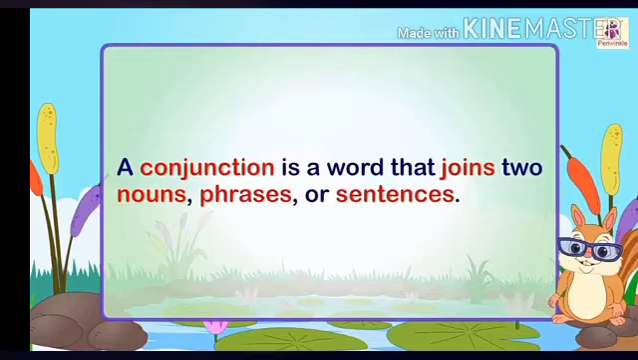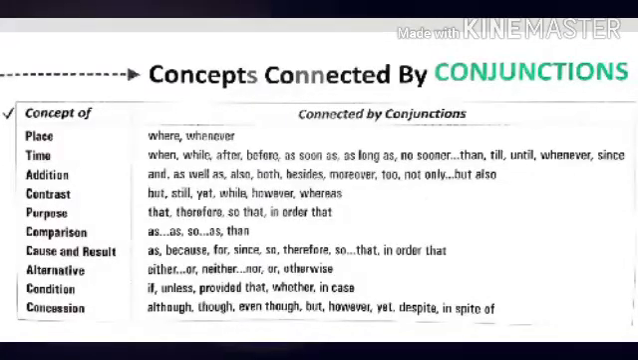Now let's come to the concept of conjunctions. Students, whenever we talk about the concept of place, we use the conjunctions where, wherever. For time, we use when, while, after, as soon as, etc. Now when you have to add on something to a sentence, you have to do some additions. For that you will use and, as well as, both, besides, moreover, etc. To show contrast, we use but, still, yet; for purpose, that, therefore, so that, in order that.